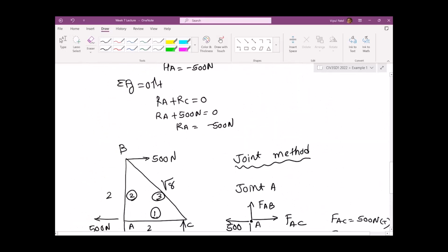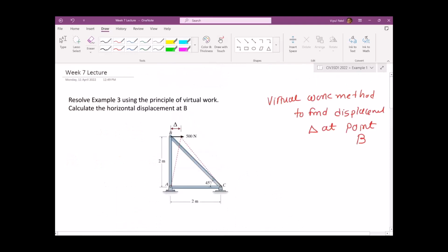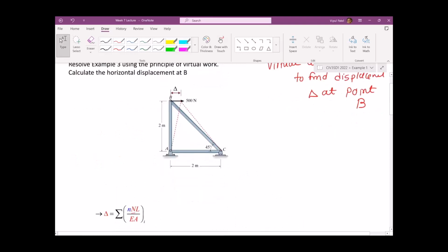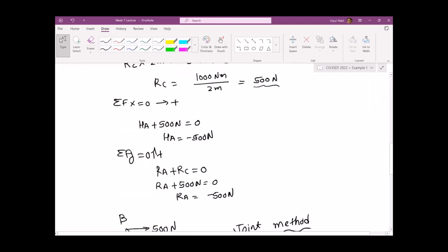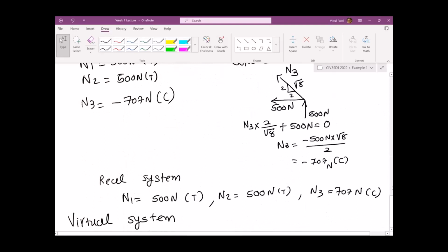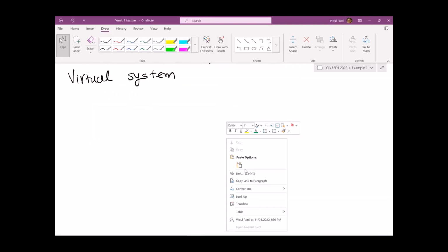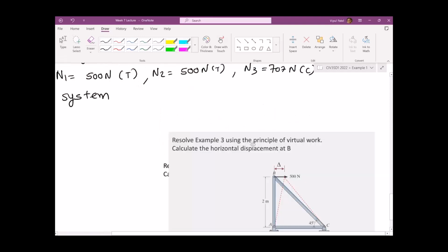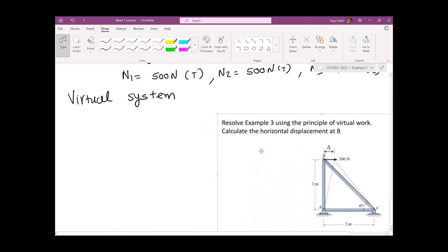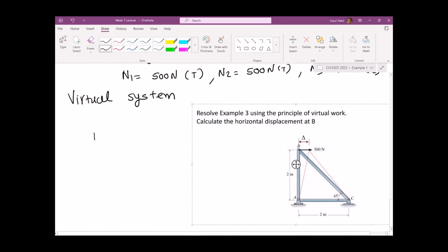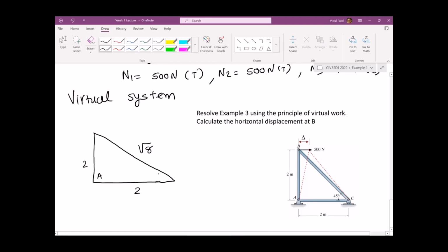Now in the virtual system, what we need to do is draw exactly the same truss, but we remove all the external forces. For the virtual system, we draw exactly the same truss. This is the same truss, 2 meters, 2 meters, square root 8. It is A, B, and C. Sorry, B was here. B and C.